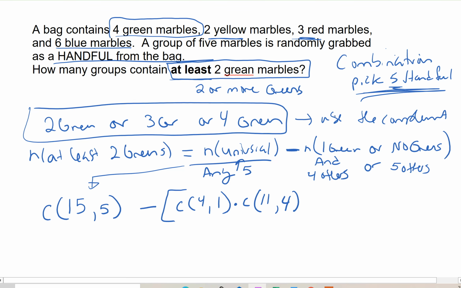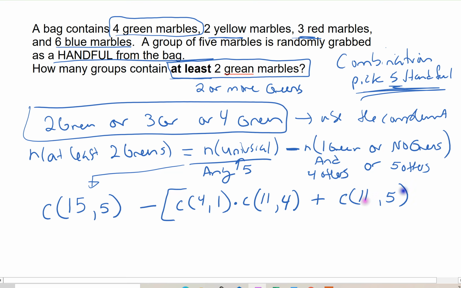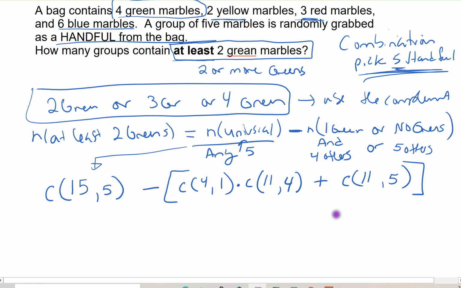Or, remember the word or, we add the case where all of the colors came out non-green. 0 greens were selected. And so that would be combination, I'm picking 5 of the other colors. Well, there were 11 other colors, right? 11 colors that were not green. So 11 choose 5. Alright, and so I've got to figure out that set. So those are the sets I want to throw out from my universal.